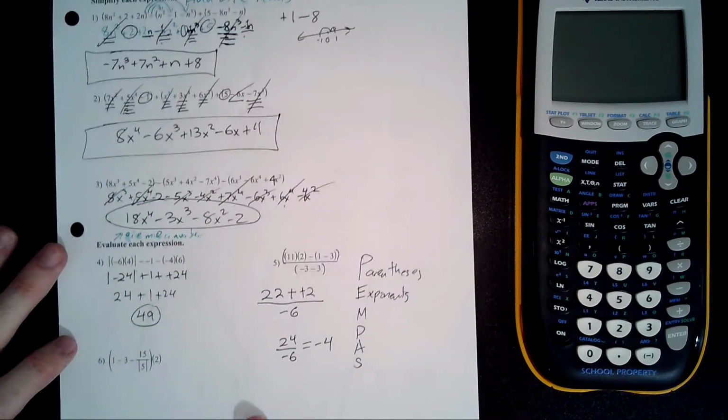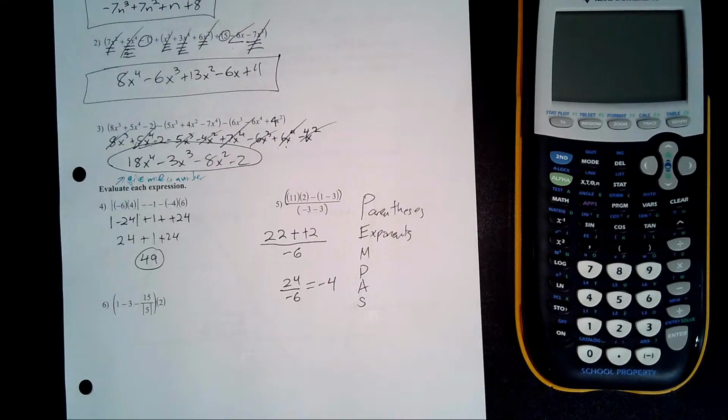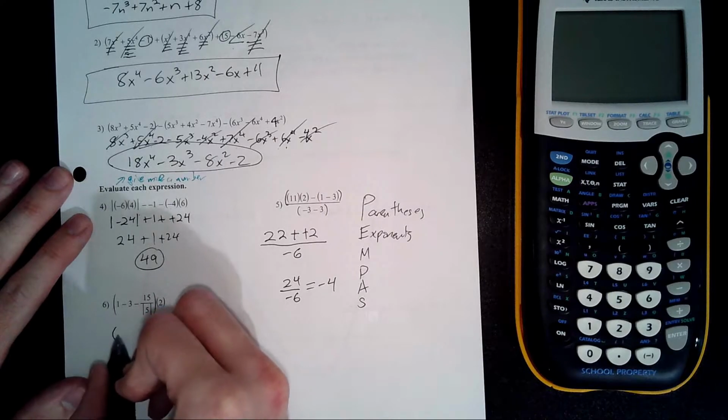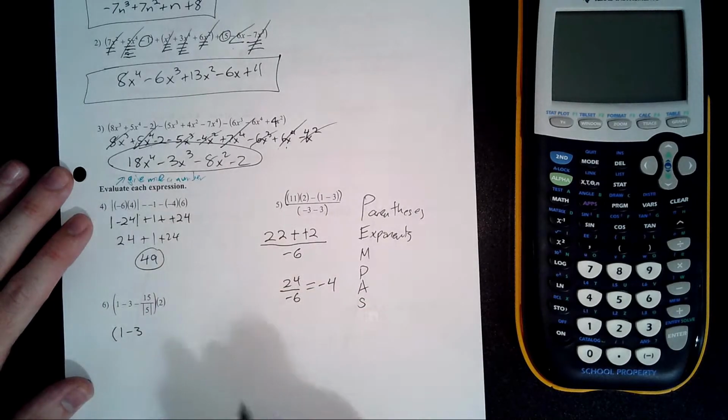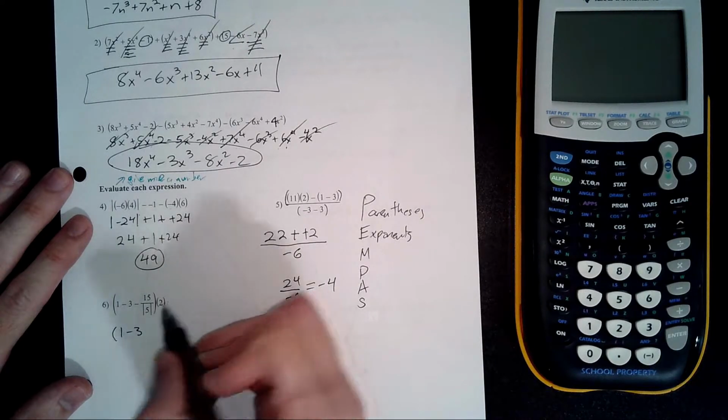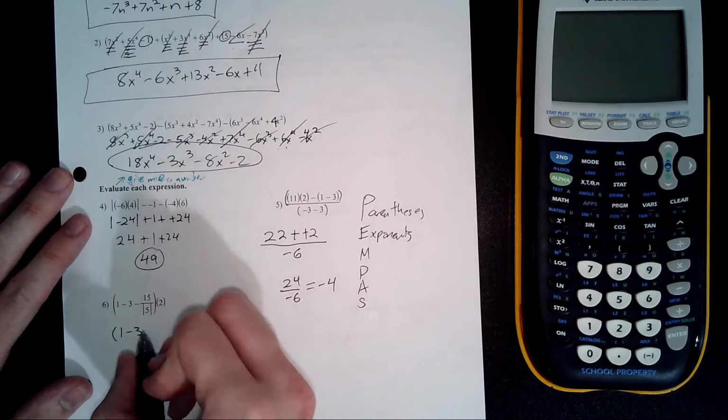Last but not least, I'm going to scoot this paper up here, this number 6. On this question, again, we have to work on the inside of the parentheses here, 1 minus 3, but inside the parentheses we got a division. The absolute value doesn't do anything to the 5. It's already positive, so it's like 15 divided by 5 normal.